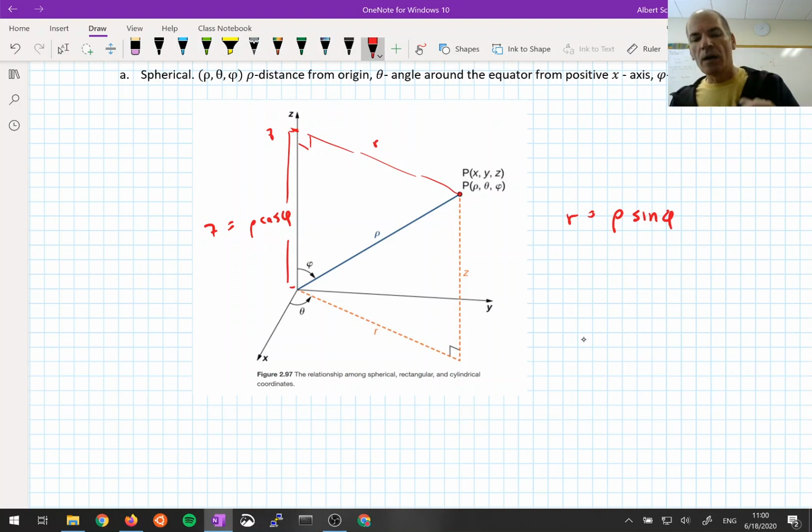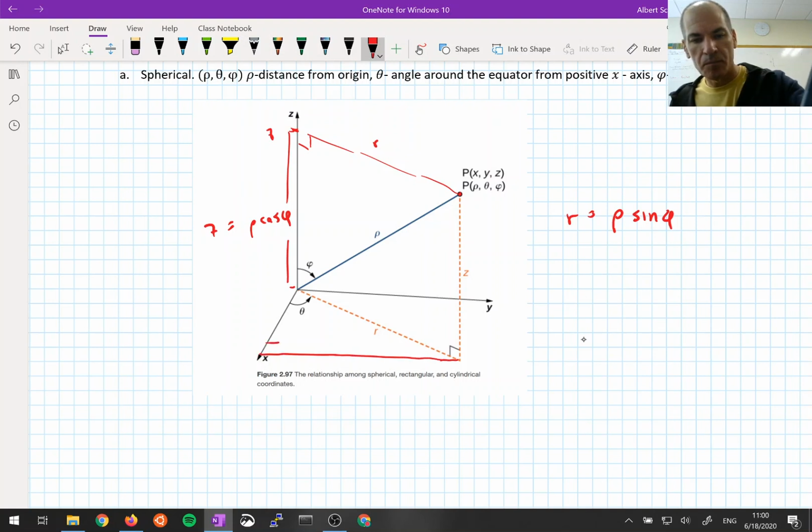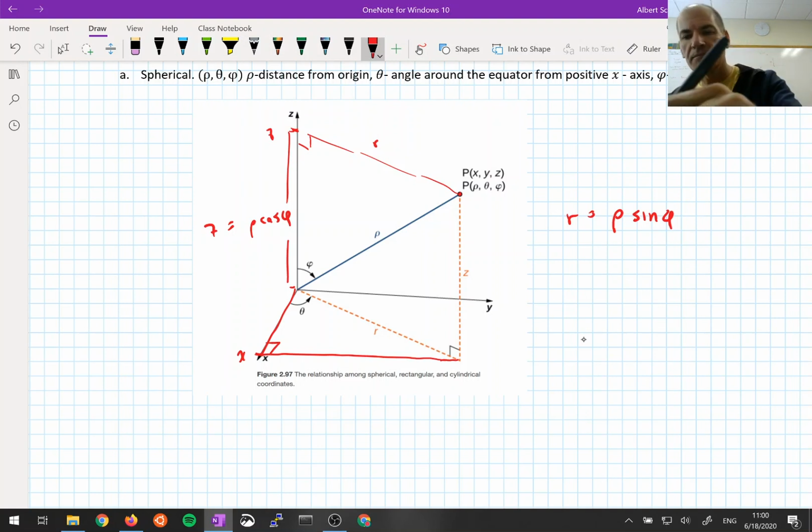All right. How do we figure out the y and the x-coordinates? Well, let's look at a different right triangle, namely this right triangle. We now know this distance r. This distance is rho sine phi. So what's this distance down here that's going to correspond to the x value? It's just going to be r cosine theta. So x is r cosine theta. Y is r sine theta.